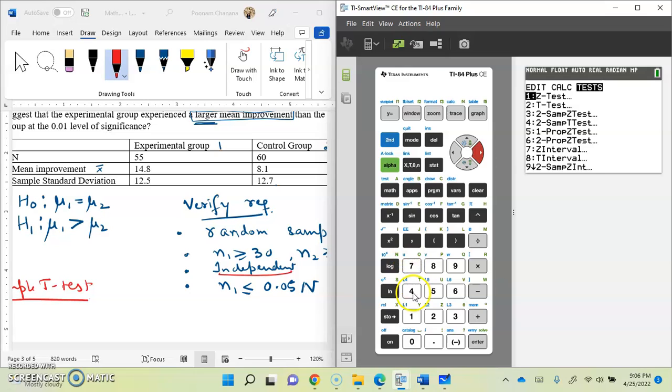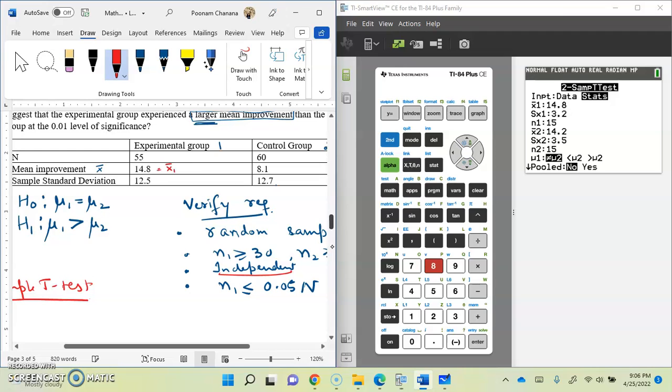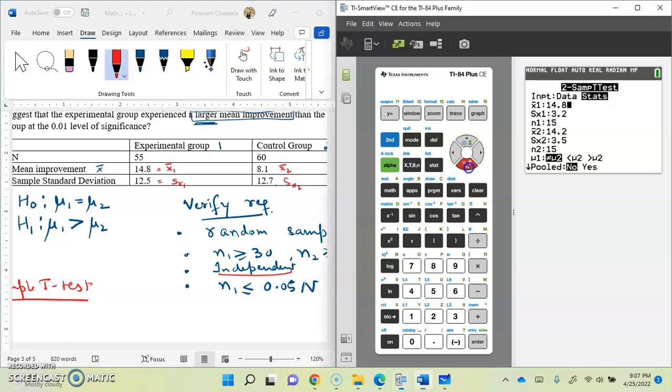Two sample t-test is at number 4 and the stats are given in this question. X1 bar is given to be 14.8. This is SX1, this is X2 bar, and this is SX2. So the standard deviation is given to be 12.5.